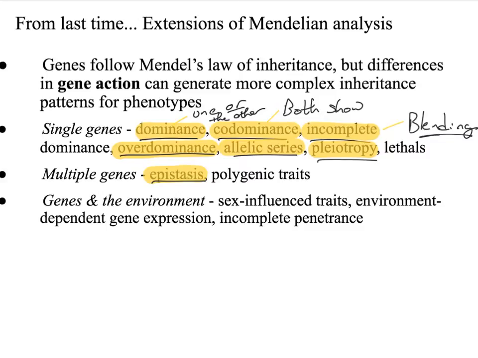A trait can be determined by more than one gene. So where epistasis is one gene impacts another gene, in polygenic traits you have more than one gene impacting a trait. And interestingly, pleiotropy is when you have one gene that impacts more than one trait, where polygenic is where a trait is determined by more than one gene. So these are all possible ways that genes interact with one another.